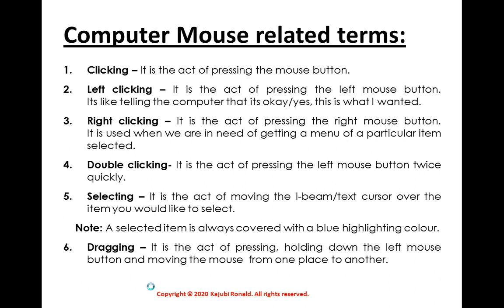Dragging is the act of placing, holding down the leftmost button and moving the mouse from one place to another. So when I place the left button of my mouse and hold it, and at the same time move my mouse from one place to another, it means I'm doing a dragging process.